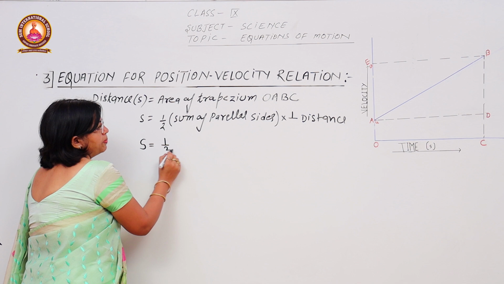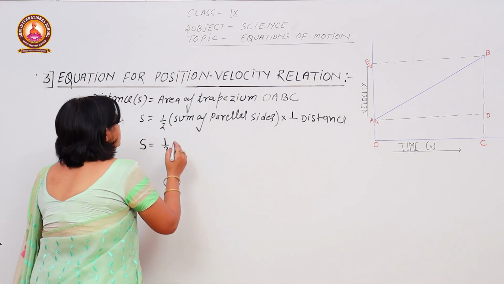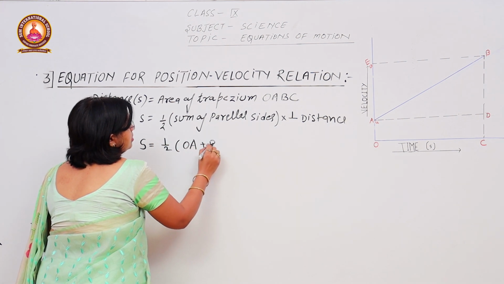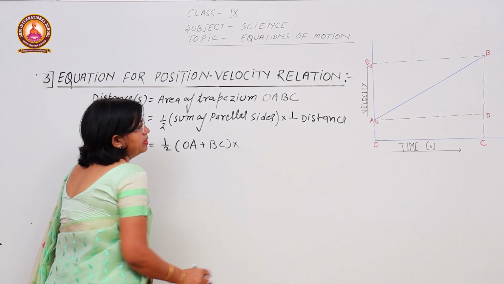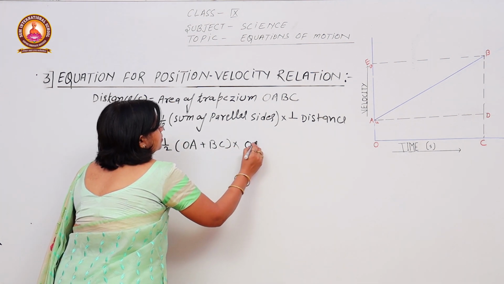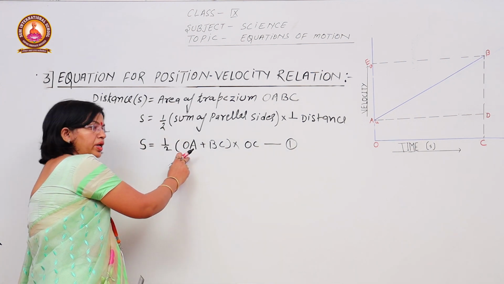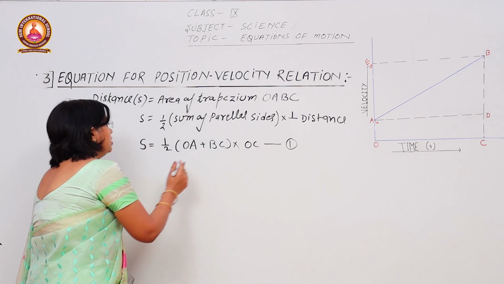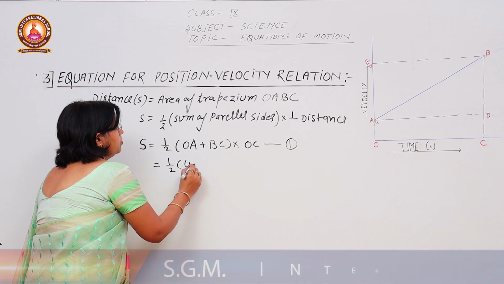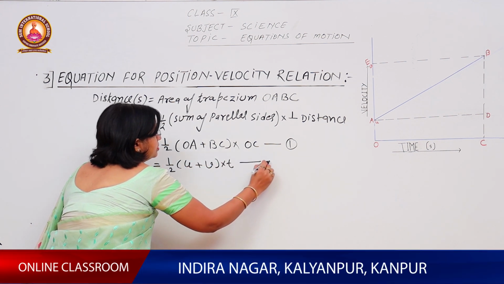1 by 2, the parallel sides, they are OA and BC, means OA plus BC, into the perpendicular distance, which is OC. We know all the values of OA, BC and OC, so S is equal to half, OA that is U plus V, into T. Equation number 2.